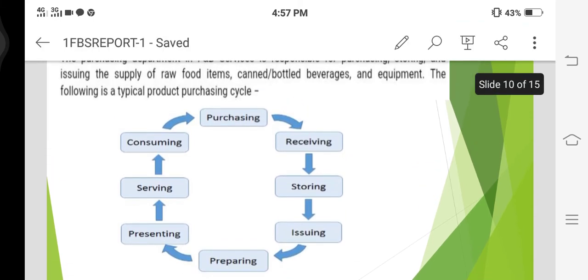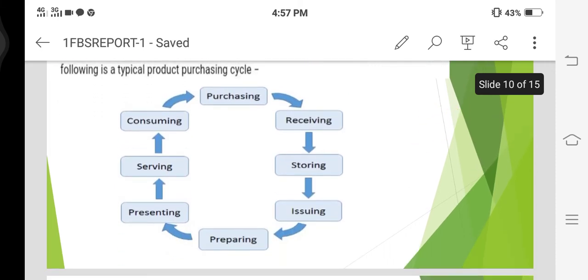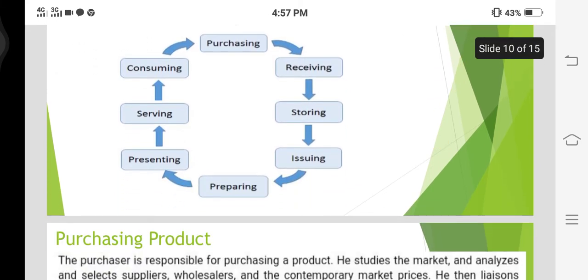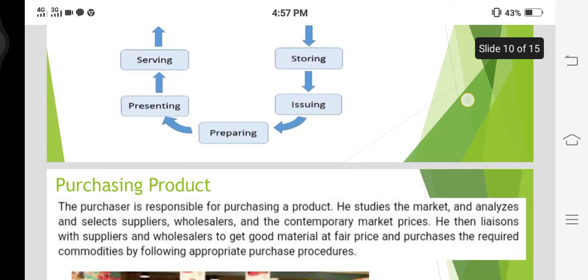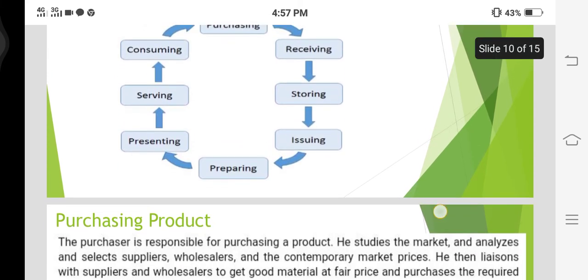So if we had food preparation operation in lesson 1, we also have the food product cycle in F&B service: purchasing, receiving, storing, issuing, preparing, presenting, serving, and consuming. So I will explain it in the next slide.